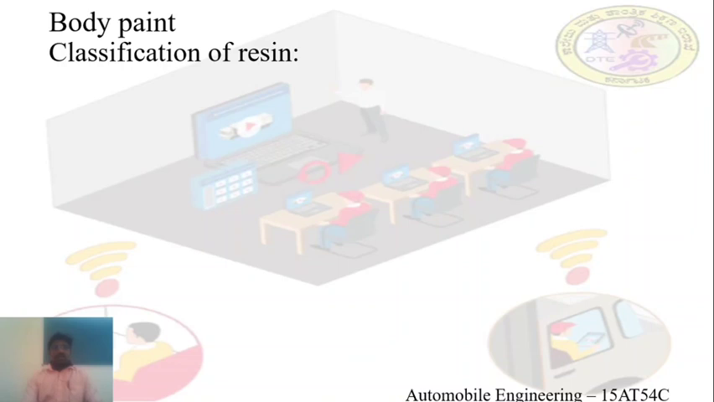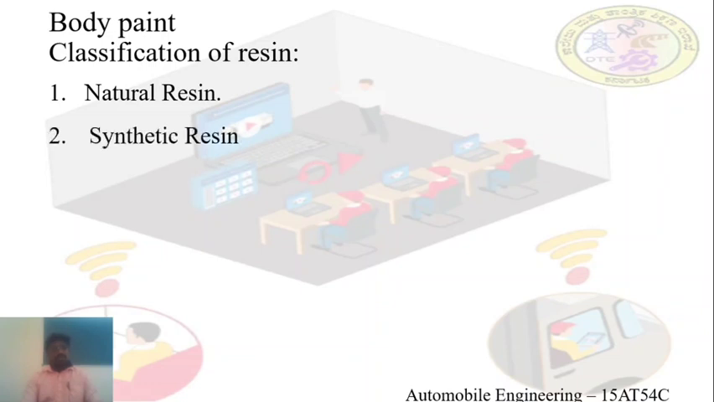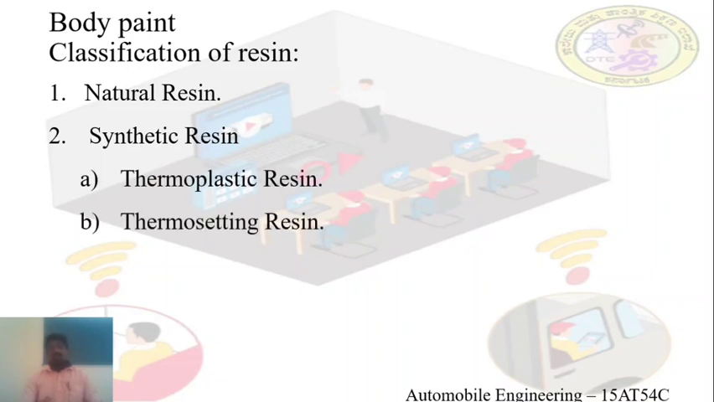So these resins have some kind of classification. Let's go to the classification of resins. Majorly, there are two types of resins. The first one is natural resins. The second one is synthetic resins. This synthetic resin is further classified into two types: thermoplastic resin and thermosetting resin.